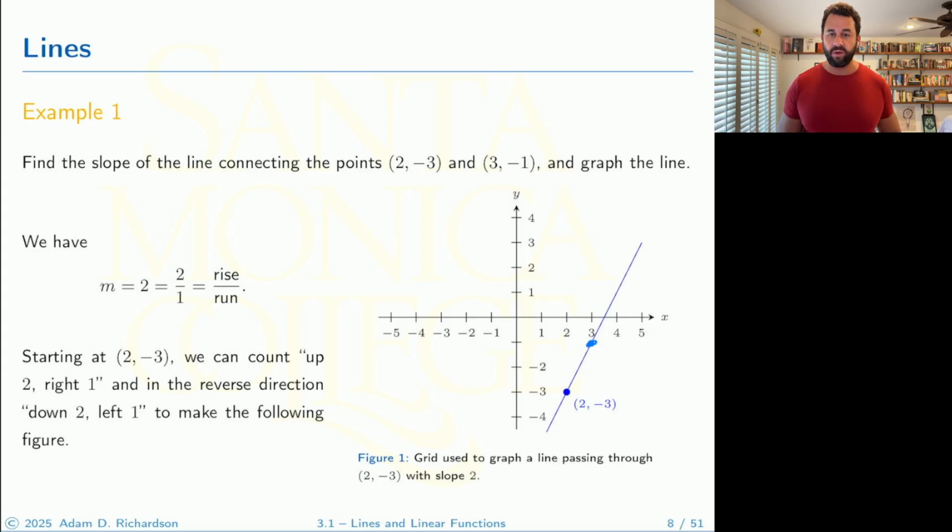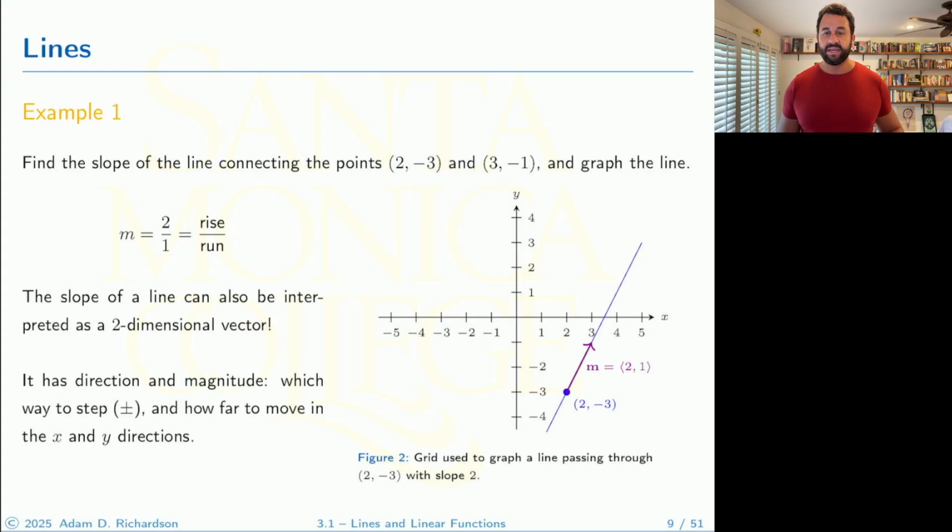So one thing I want to point out about the slope is that the slope is basically telling you the direction you want to travel from any point given on the line. So you can interpret the slope as a two-dimensional vector, just like this, right? Just like this. It's basically the run.